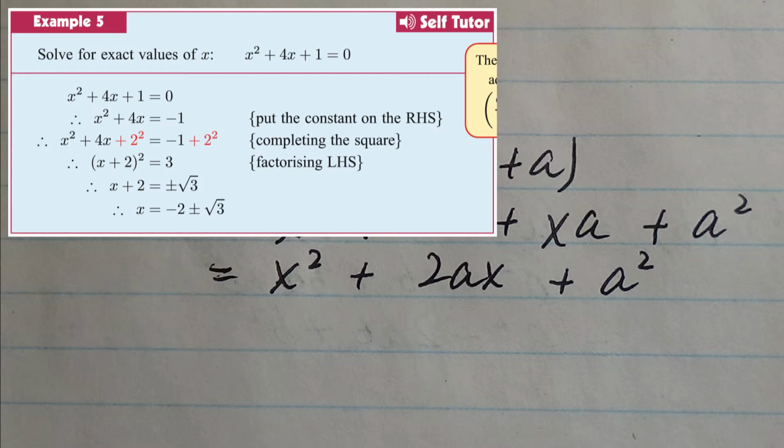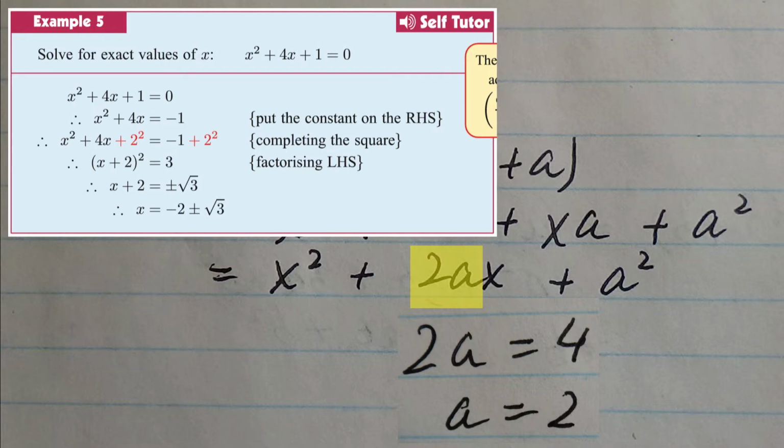Now let's look at the coefficient on the x term. So in this example, it's equal to 4. And in the general example, it's equal to 2a. So in this case, a is going to be equal to 2. But notice the third term on the general quadratic. It's a squared. So we've got to take what we got for the value of a, which is 2, and square it. So 2 squared is equal to 4.